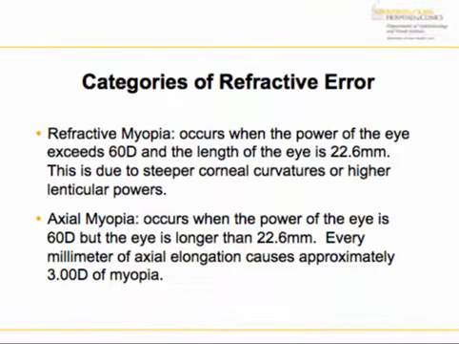Now let's review some additional classifications of refractive errors. First, there is refractive myopia. Refractive myopia occurs when the power of the eye exceeds 60 diopters and the length of the eye is 22.6 millimeters. This is due to steeper corneal curvatures or higher lenticular powers. Axial myopia occurs when the power of the eye is 60 diopters, but the eye is longer than 22.6 millimeters. Every millimeter of axial elongation causes approximately 3.00 diopters of myopia.